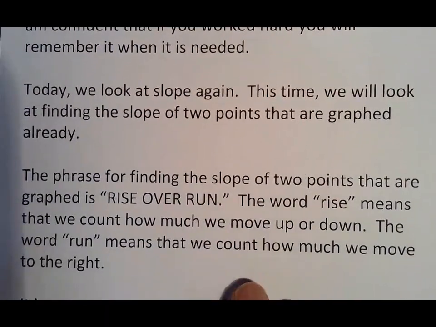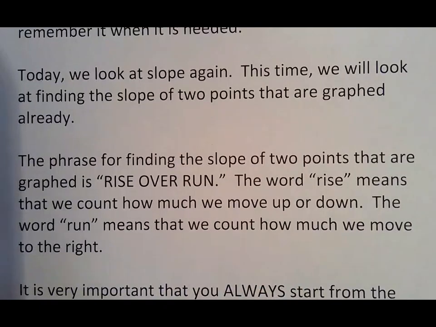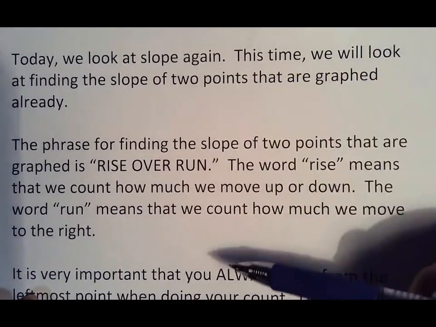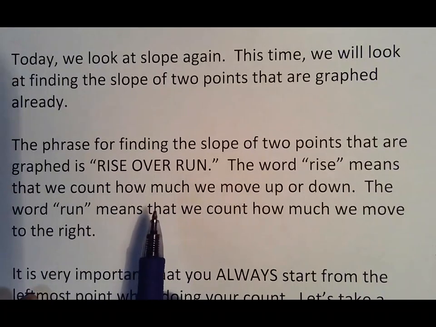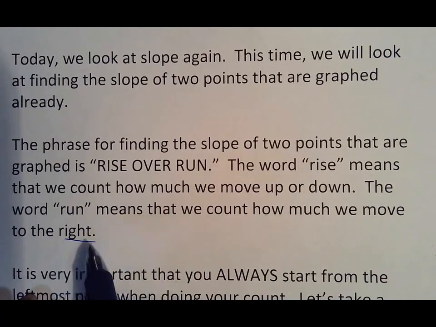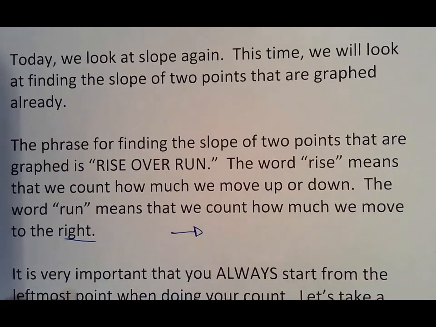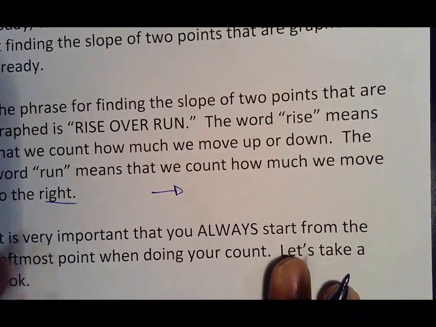Today we'll look at slope again. This time we'll look at finding the slope of 2 points that are graphed already. The phrase for finding slope of 2 points, again, you might want to write this phrase, is rise over run. The word rise means we count how far it moves up or down. The word run means we count how far it goes to the right. Now notice I didn't say to the right or left. I said right. So you will always run to the right. You might even want to write that for yourself, but again, that's up to you.